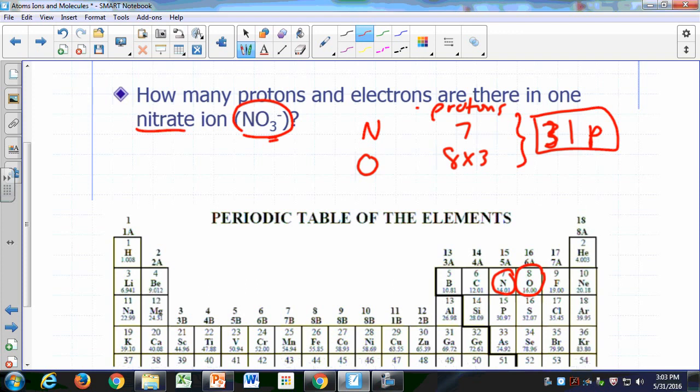It's not neutral. There's a -1 charge. It's an ion. It's a polyatomic. If you call it an ion, then that means it's not neutral. So it can't have the same number of protons and electrons. What does a -1 mean? It means one more electron than proton, 32 electrons. The charge is 31 minus 32, -1. Okay.